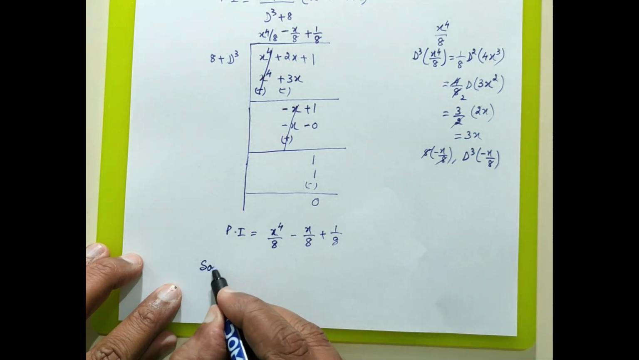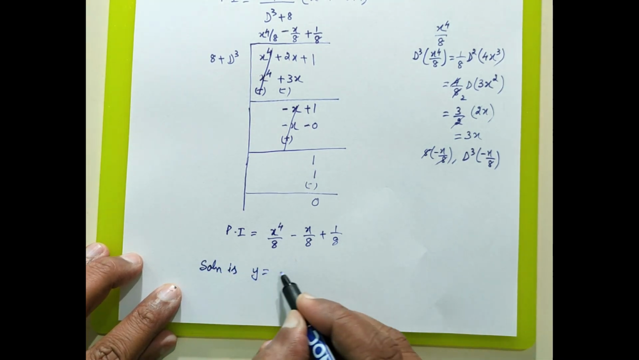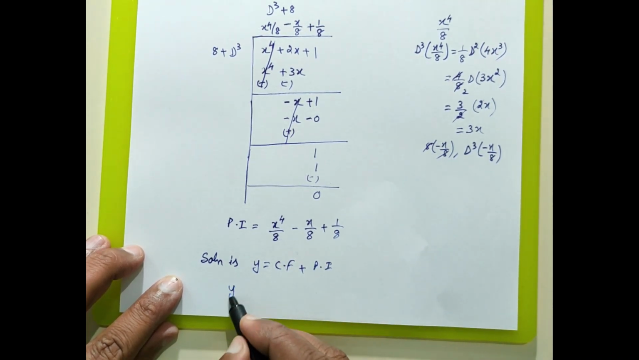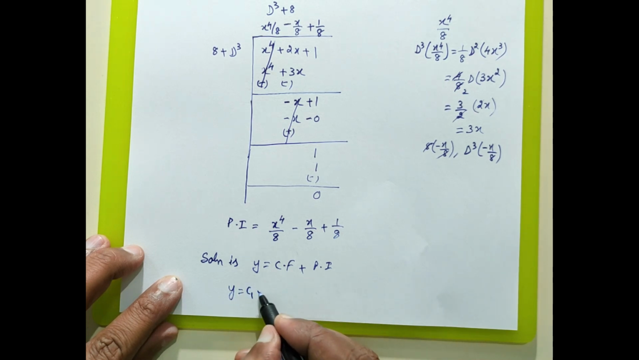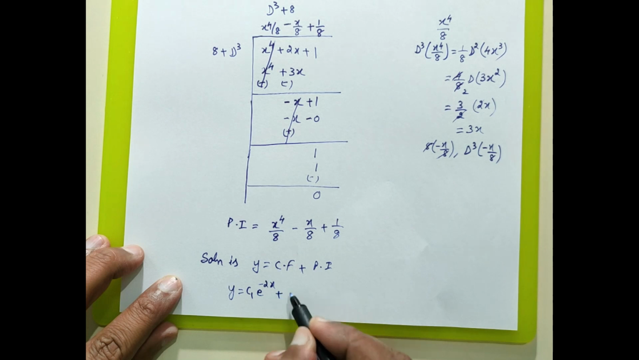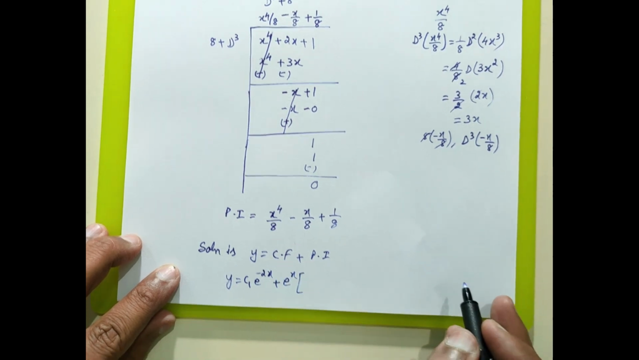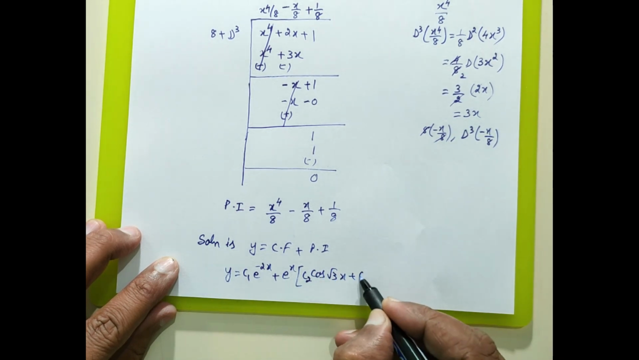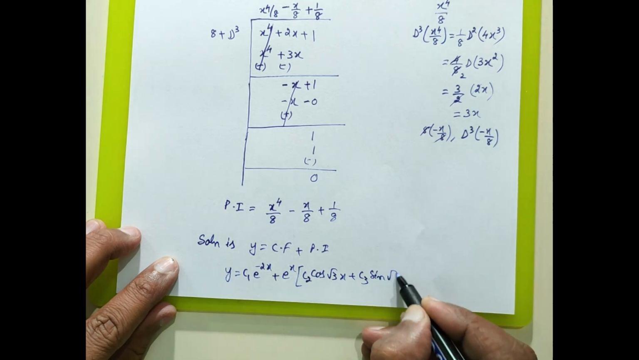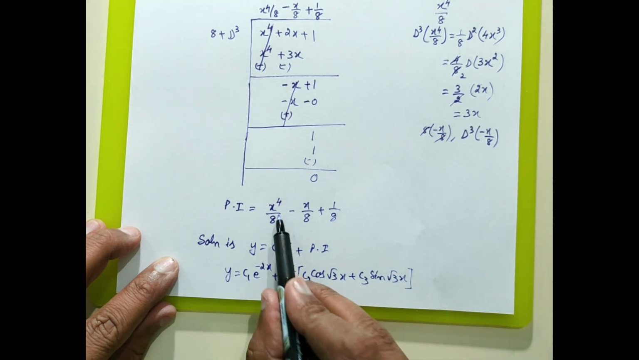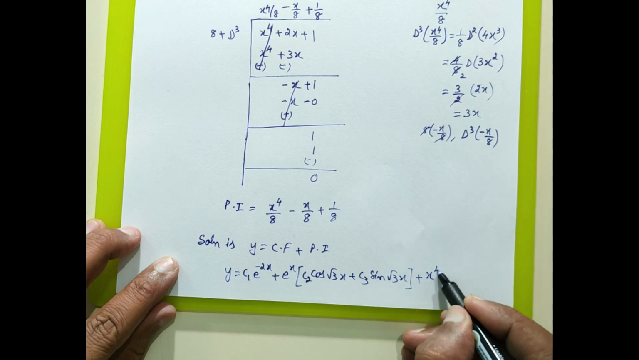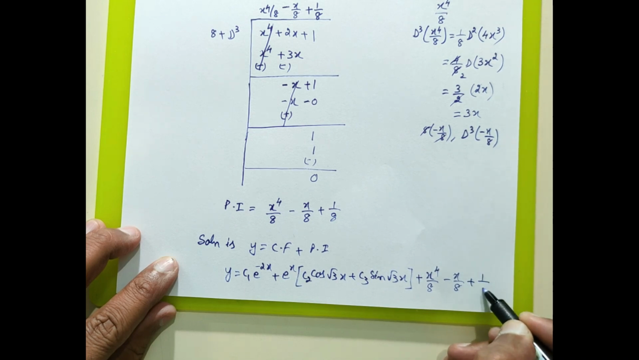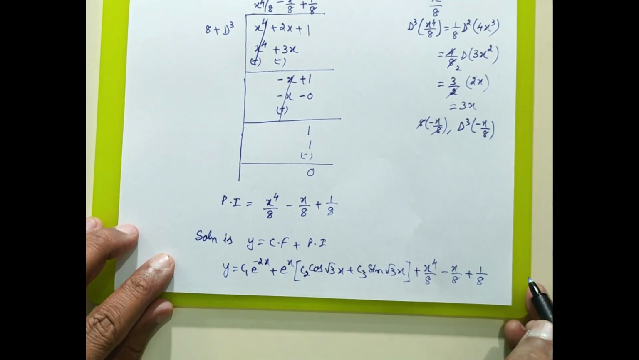So we can write down this solution. The solution is y = CF + PI. So therefore we have y equals, what is the CF value we have? c1 e^(-2x) + e^x (c2 cos √3x + c3 sin √3x), and the particular integral, plus x^4/8 - x/8 + 1/8. So this is the required solution.